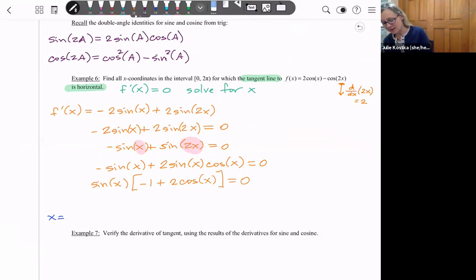And I now have 2 branches of solutions. This one did not get divided away. Good thing, because sine of x equals 0 has 2 solutions in that interval. X is 0 and pi.